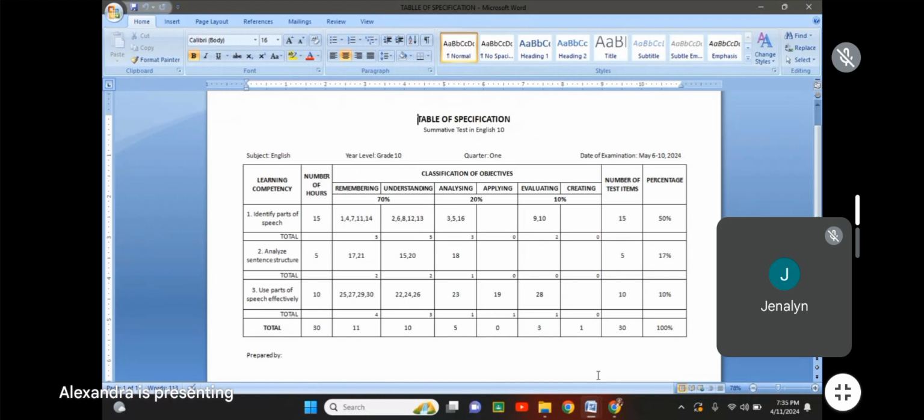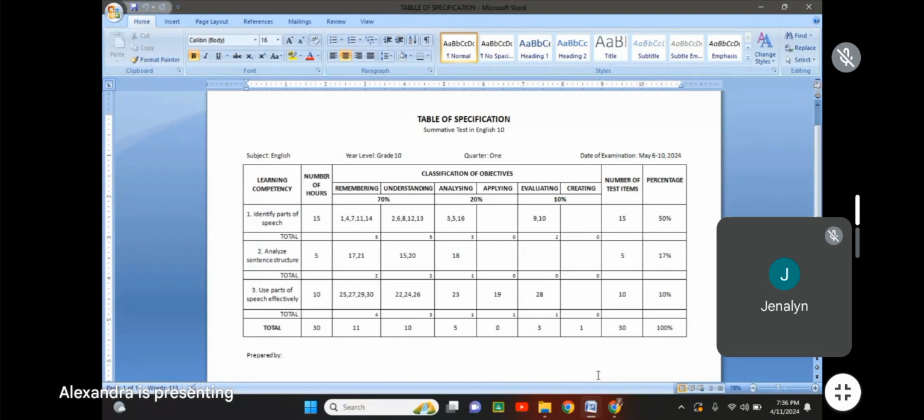For objective number two, analyze sentence structure, we have 5 hours divided by the total of 30 hours times 100, which gives us 17%. And for number three, use parts of speech effectively, we have 10 divided by 30 times 100 equals 10%. Next, we are going to determine the number of items.